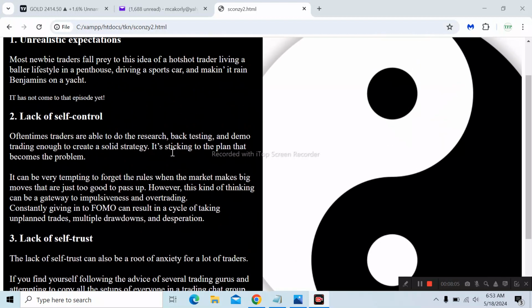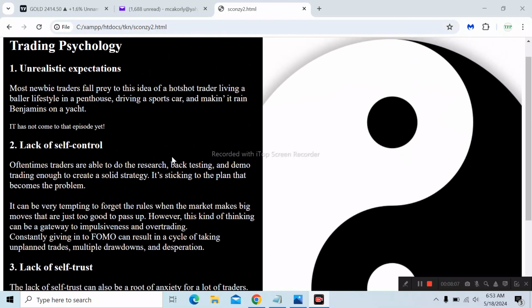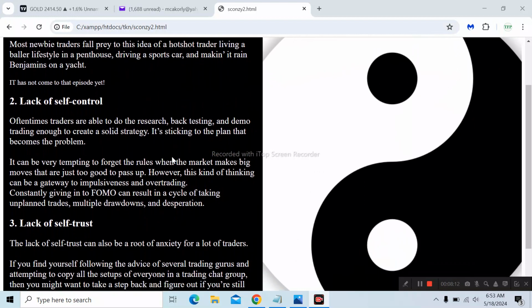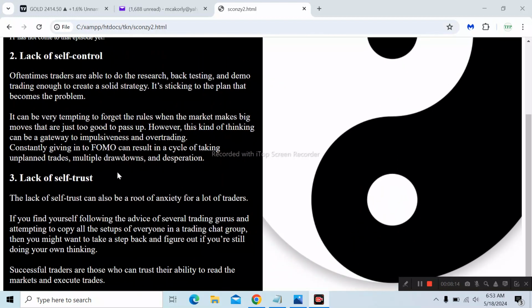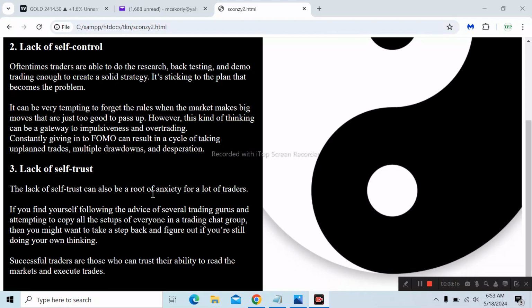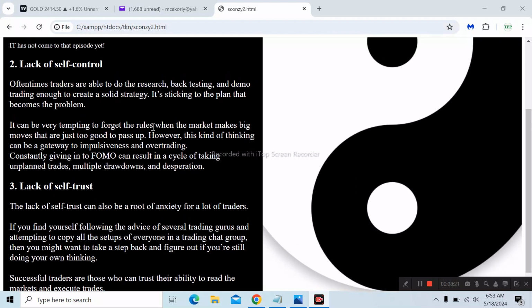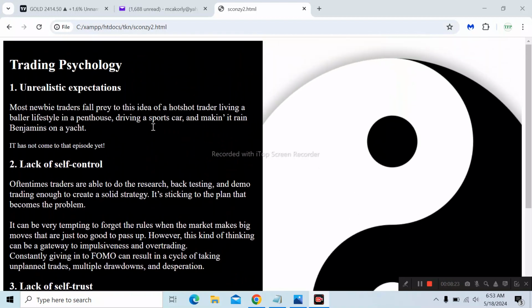So if you don't trust your plan, you don't have self-control, you don't have realistic expectations, and you lack the discipline to trust yourself, you are going to fail in the market until you begin to put your psychology to the test. You begin to put all your strategies and backtest your psychology as well: how you feel, how you think, before you can actually make good moves in the market.